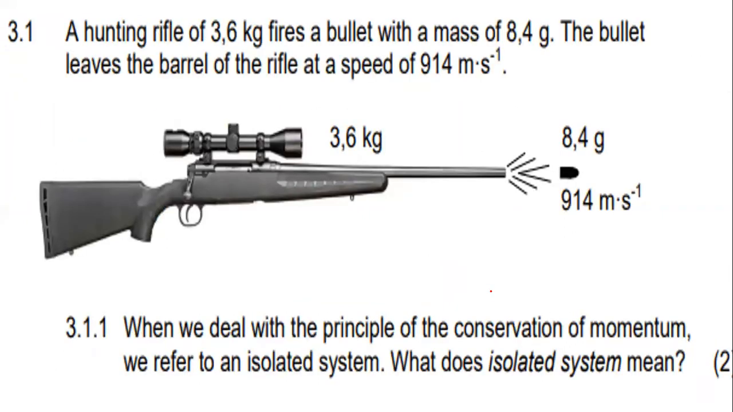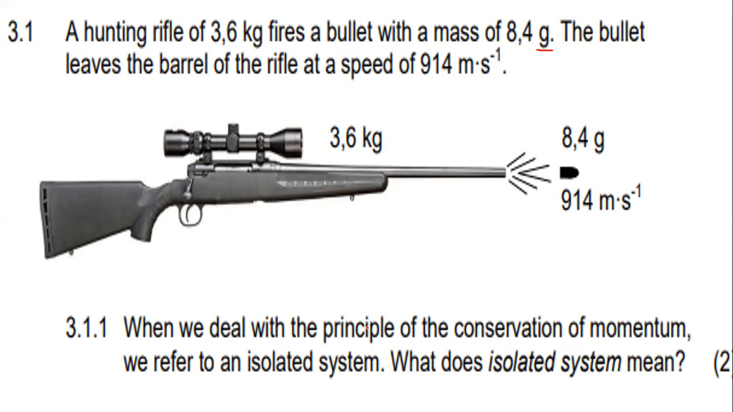Right, this question was obtained from a Free State trial examination question paper. Now we are being given a scenario. A hunting rifle of 3.6 kilograms fires a bullet with a mass of 8.4 grams. The bullet leaves the barrel of the rifle at a speed of 914 meters per second.